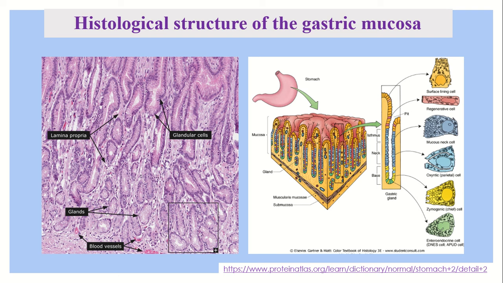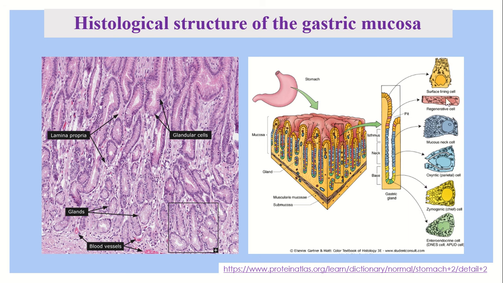Most commonly, they are located in the fundal region. The gastric glands have different cell types: the zymogenic chief cells that produce pepsinogen, the parietal or oxyntic cells that produce hydrochloric acid, and mucous cells, of which there are two types, located in the neck region and in the surface lining.